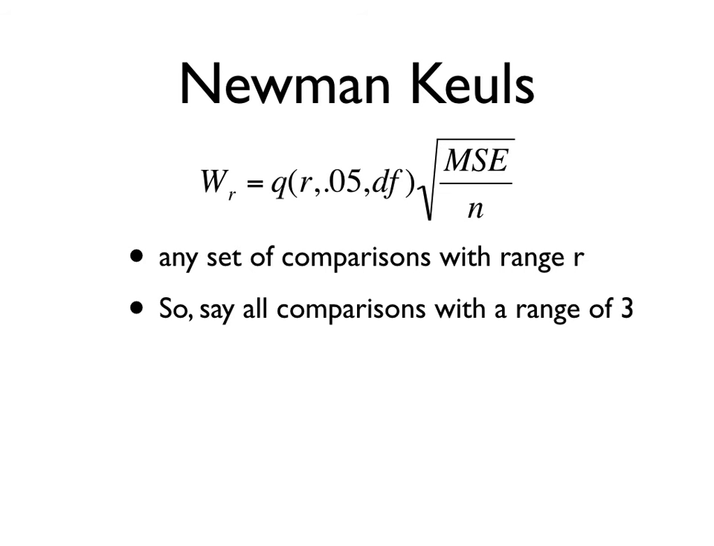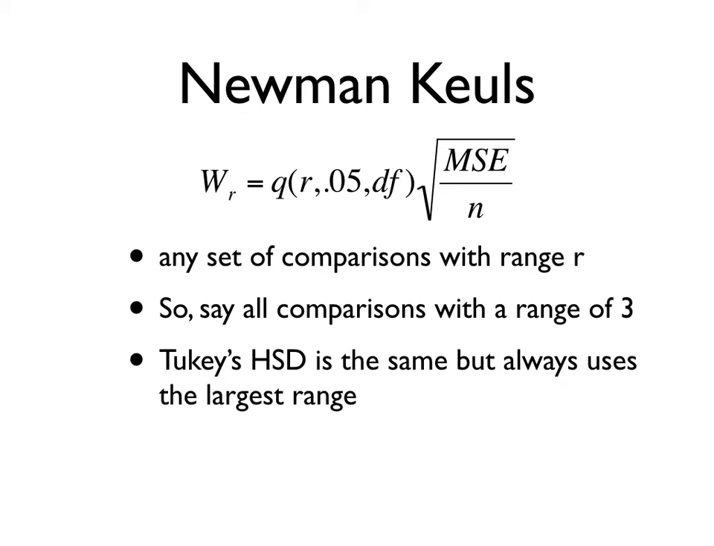Or let's say 3 instead of 11. There's another one like this, developed by Tukey, which is exceedingly similar to this. It just uses the largest range. It looks just like this, but it always uses the largest possible range, largest to smallest.